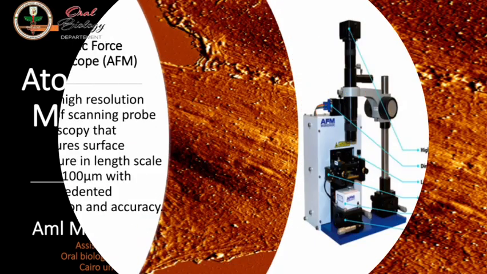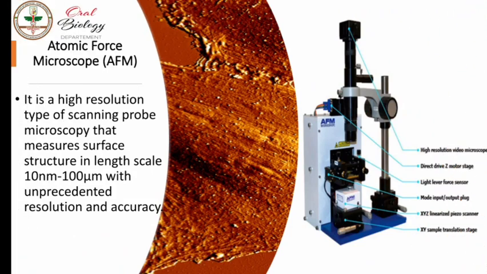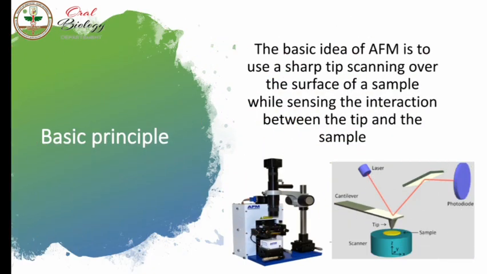The atomic force microscope is a high-resolution type of scanning probe microscopy that measures surface structure in length scales from 10 nanometers to 100 micrometers with high resolution and accuracy. The basic principle behind the atomic force microscope is that it uses a sharp tip scanning over the surface of the sample while sensing the interaction between the tip and the sample that will result.